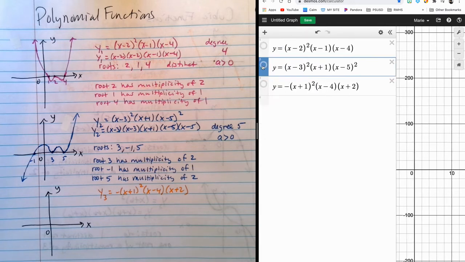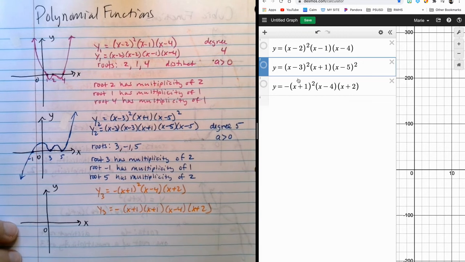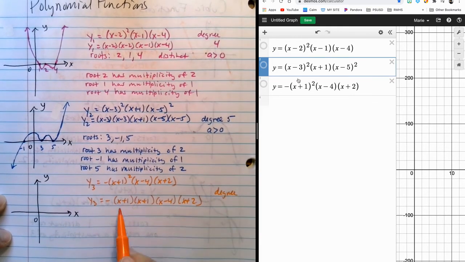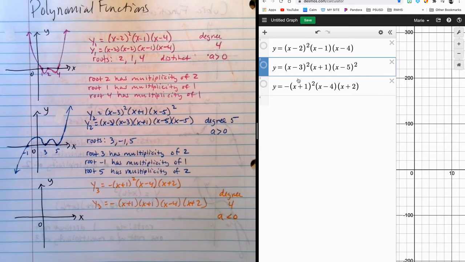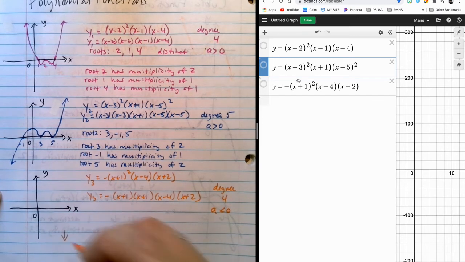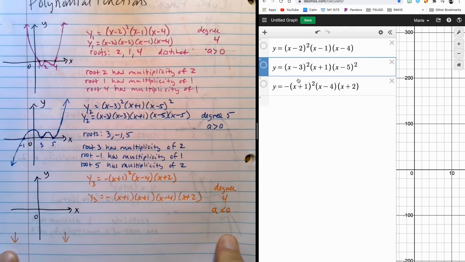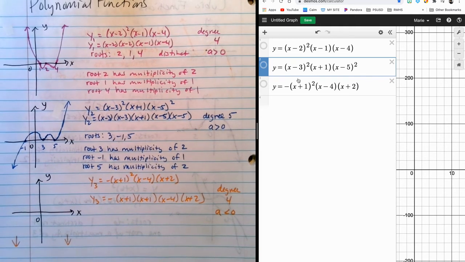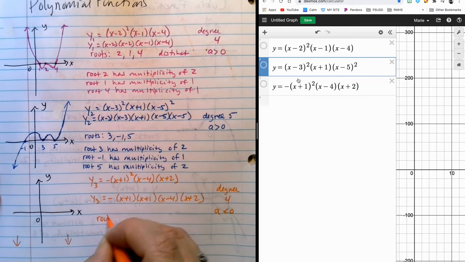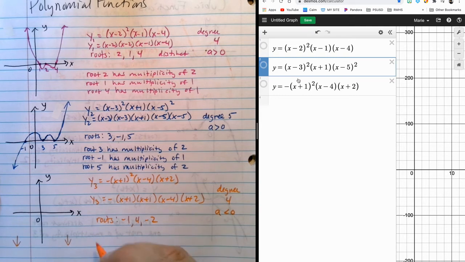Let's do one more. So first step is expand it out if you need to. Next, let's figure out the degree and the a value. So if the degree is 4, that's even, but the a value is negative. So that means the end behavior is the same because the degree is even, but it's going to be down in both cases because the a value is negative. So let's figure out the multiplicities. Well, actually before that, let's do the roots. So I have 3 distinct roots, but notice one of them repeats. So let's list out the multiplicities of each root.